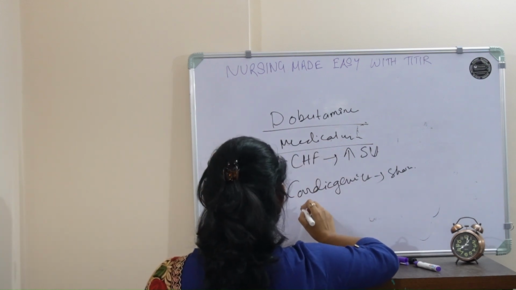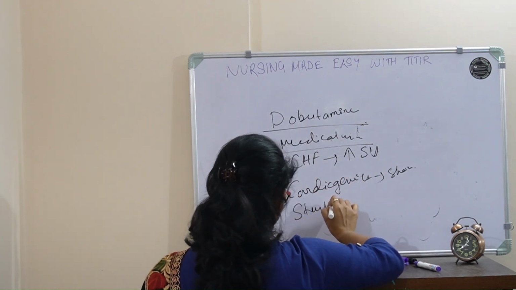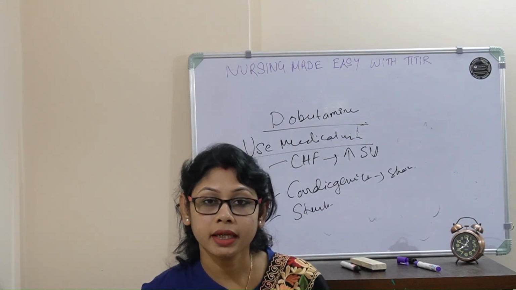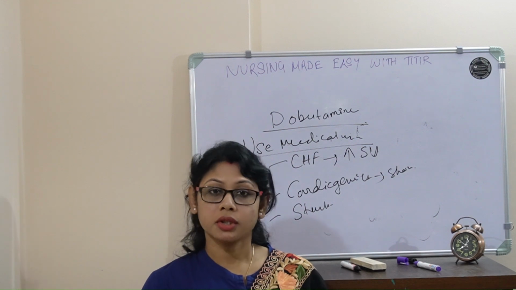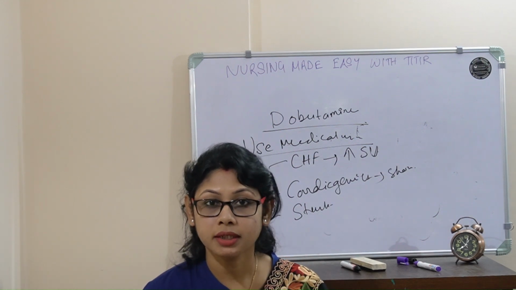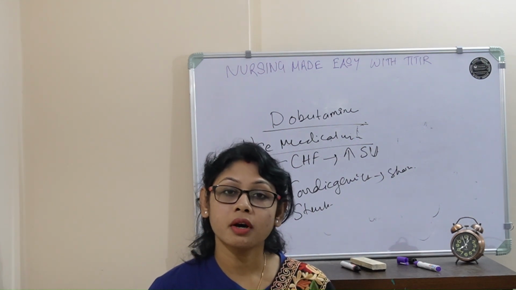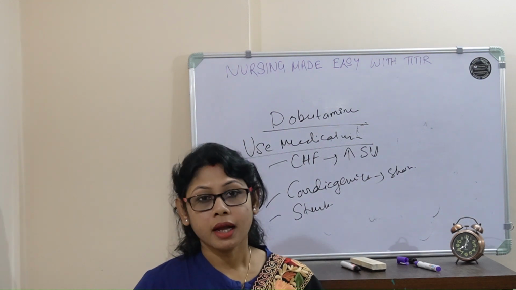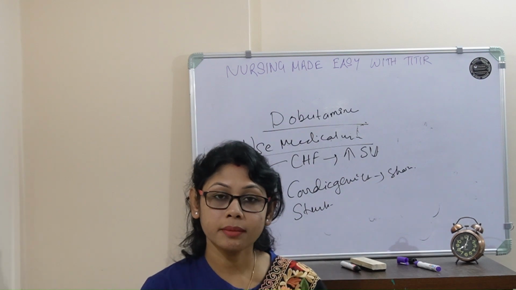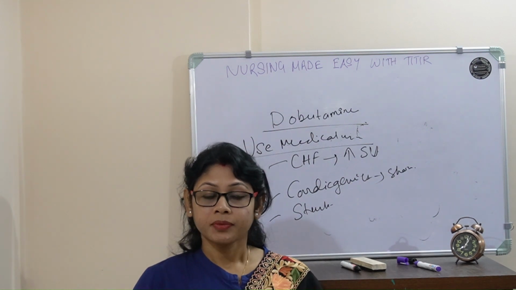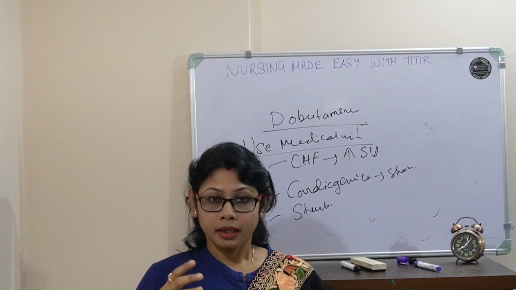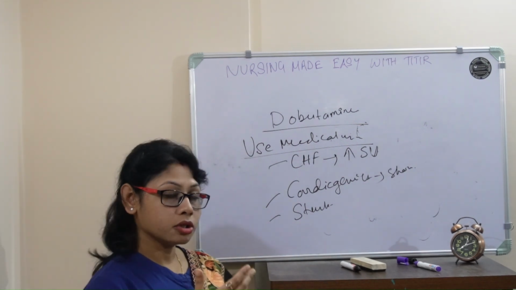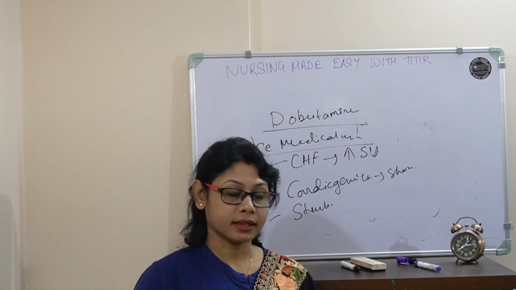Third is stress testing. If the patient is not able to walk for a treadmill test, in such cases we will use a very low dose of dobutamine to increase myocardial contractility, and we will look for ischemic changes in the ECG. That is how we do the echo, called dobutamine stress echo. So this is also a pharmacological use.